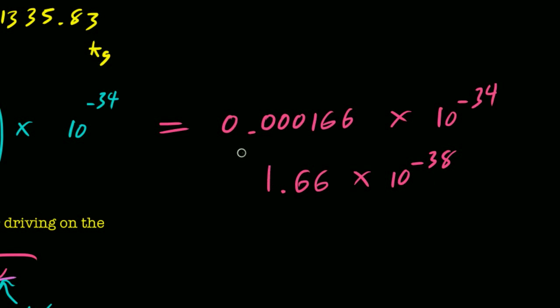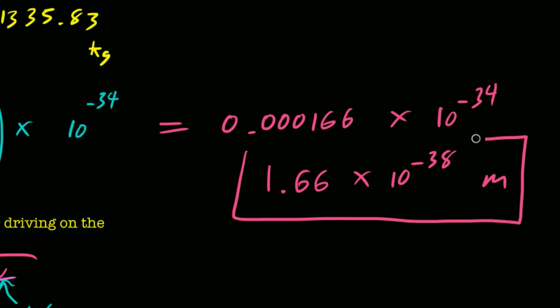And what is wavelength measured in? It's measured in meters, right? So this is going to be the wavelength of a car going down the highway at 67 miles per hour. And this would be our final answer for wavelength.